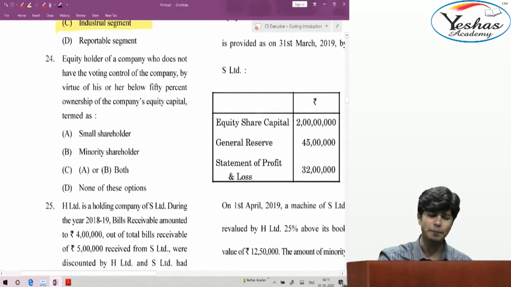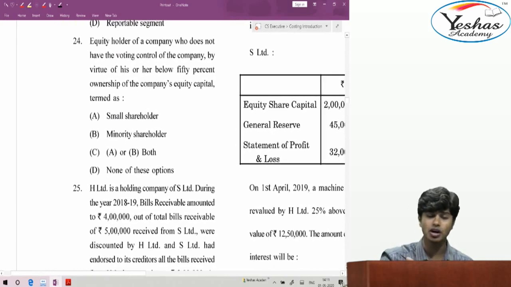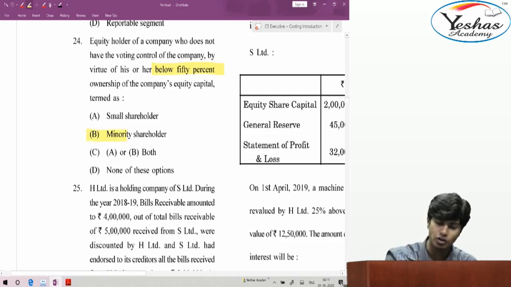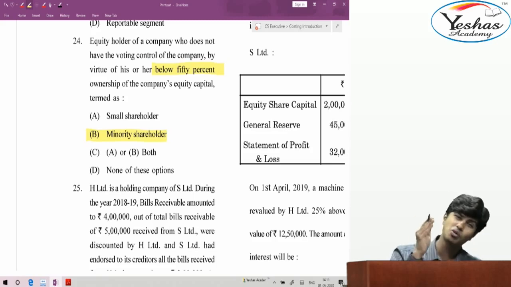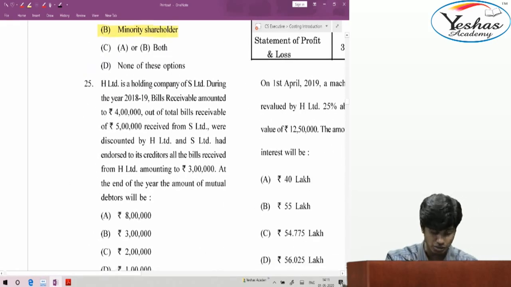An equity shareholder of a company who does not have the voting control of the company by virtue of his or her below 50% ownership. If you hold below 50% ownership, then what are you called? A minority shareholder. So this is with respect to our question number 24. So if you hold below 50%, you are a minority shareholder, not a small shareholder. Small shareholder director is something else. You get that? Yes. Let's go to question number 25.